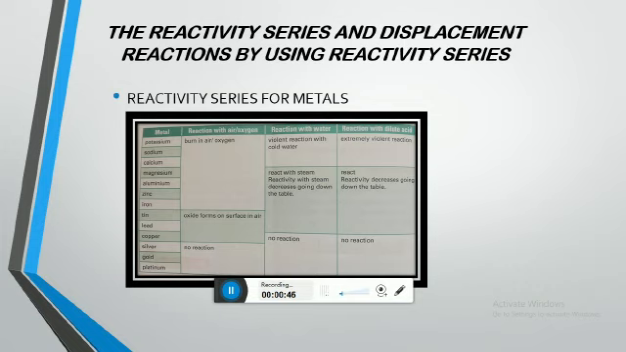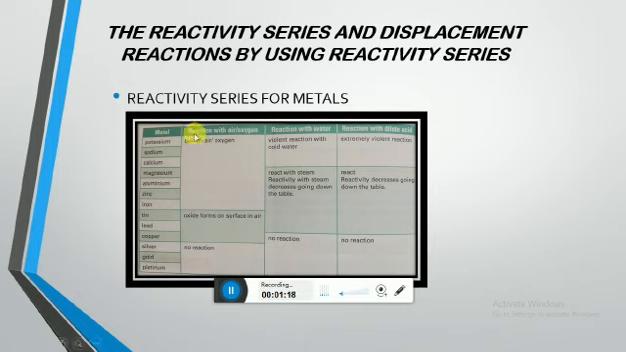Reactivity series for metals. Now look at this table. On the left side we have metals in order from top to bottom. At the top we have potassium, sodium, calcium, magnesium, aluminium, zinc, and at the bottom we have silver, gold, and platinum. They are all in order. At the top we have the most reactive metal. At the bottom we have the least reactive metal, which is platinum.